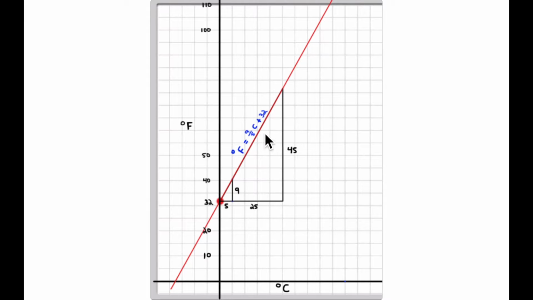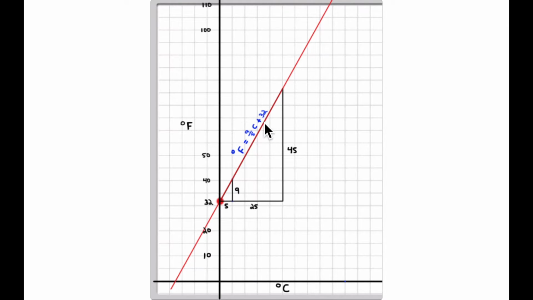So it's 9/5 degrees Celsius, so the slope is 9/5. For every 5 units along the x-axis, it's going to go up 9 units along the y-axis. So for every 5 units Celsius, Fahrenheit is going to go up 9 units. So if I go out 25 units, that's 5 times 5, then I have to go up 45 units, which is 9 times 5, to stay on this same graph.